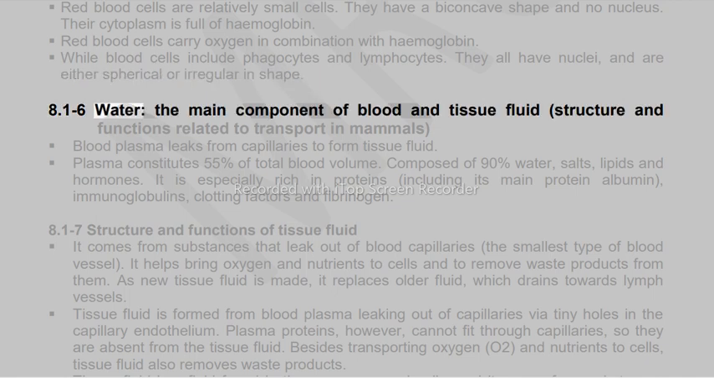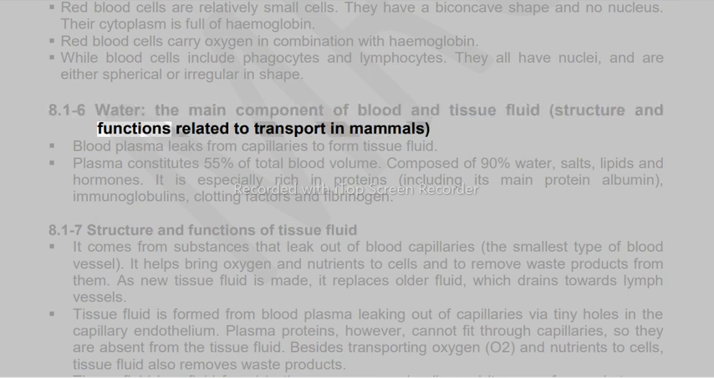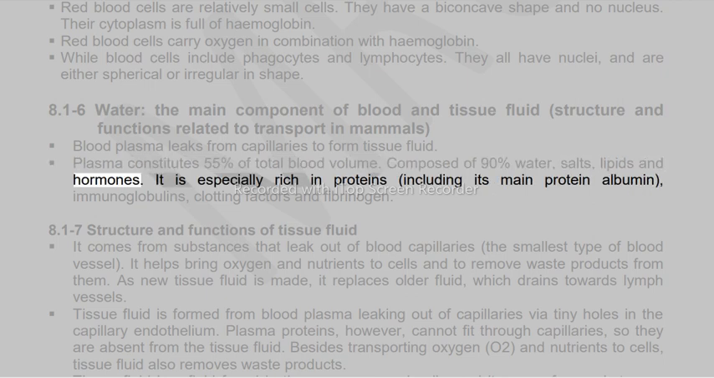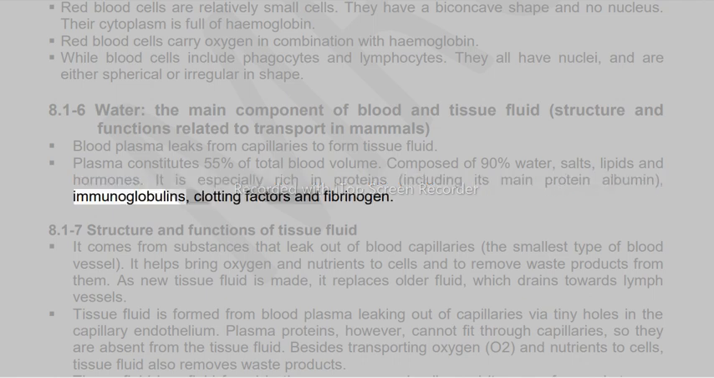8.1 to 6 Water, the main component of blood and tissue fluid, structure and functions related to transport in mammals. Blood plasma leaks from capillaries to form tissue fluid. Plasma constitutes 55% of total blood volume. Composed of 90% water, salts, lipids and hormones. It is especially rich in proteins, including its main protein albumin, immunoglobulins, clotting factors and fibrinogen.